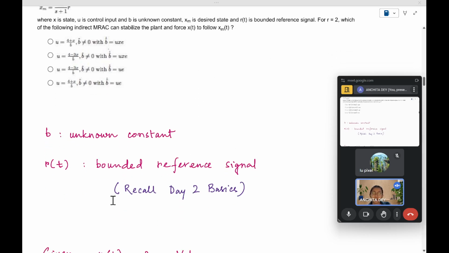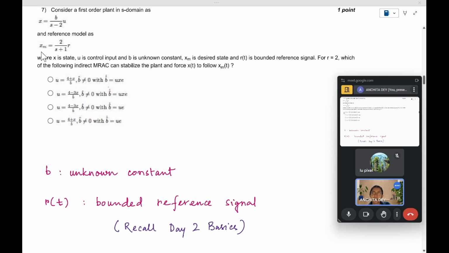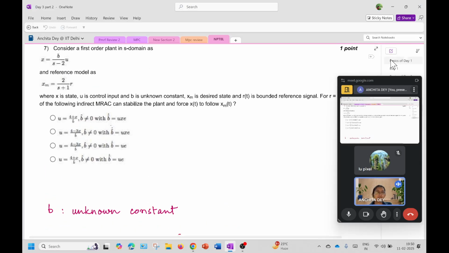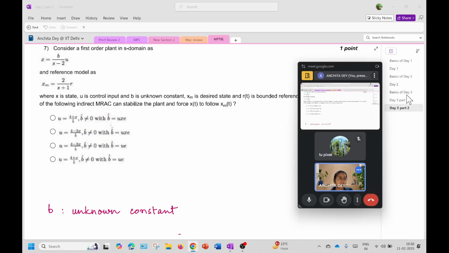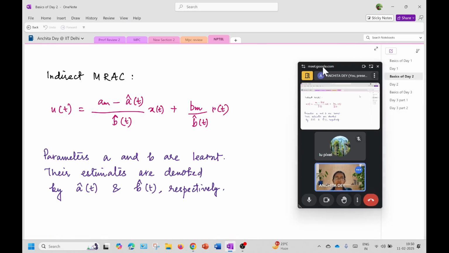If we recall our day 2 basics, first of all we can see whether this is a good reference model or not. You can see that r(t) is given to be a bounded reference signal, and in fact for this question R is equal to 2, which is a good thing. Let's just go to the basics first, Day 2.